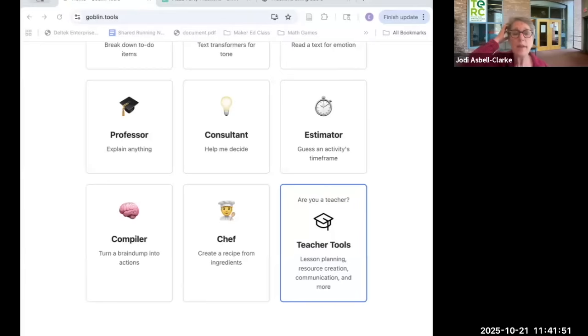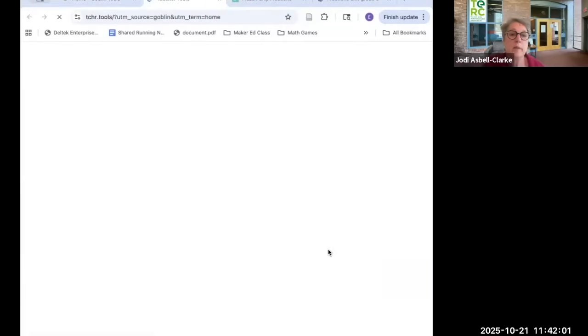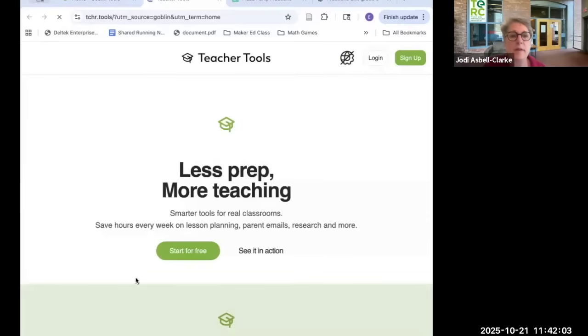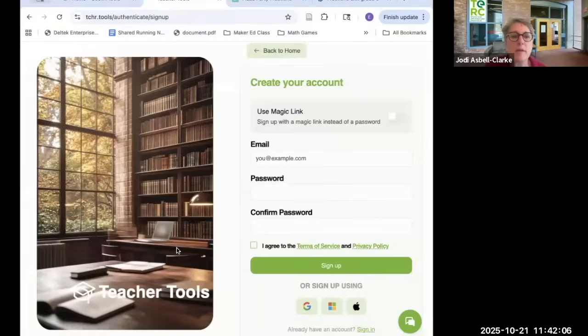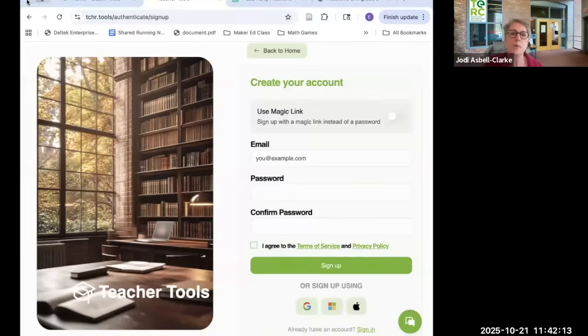Anyway, I have not played too much with the teaching tools yet. I think that's more in beta, but we can go look at what's there. I could make an account. I don't know if you want to spend our time going back to the breaking down tasks and seeing the estimators and what that does, or whether we want to look more at the teacher stuff.